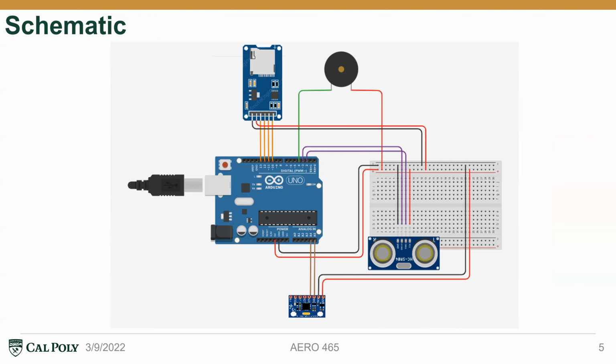Next, we have the schematic. We can start from the top and work our way clockwise. We have the micro SD card adapter, which is plugged into digital pins 10 through 13. We have the piezo buzzer, which is attached to digital pin 4. And digital pins 2 and 3 are attached to the echo and trig pins for the ultrasonic sensor. And lastly, we have the gyroscope MPU 6050 module attached to analog pins 4 and 5.